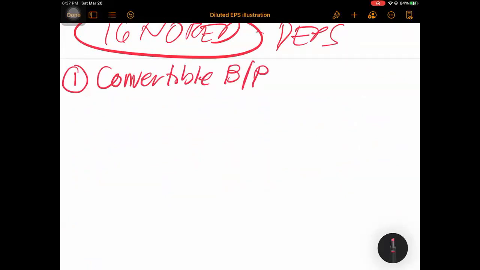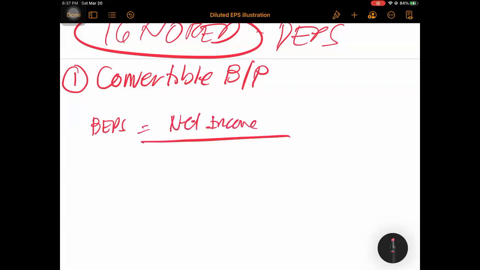Okay, the computation of diluted earnings per share assumes that the bond payable is converted into ordinary shares, di ba? As if approach. So accordingly, adjustments shall be made both to net income and to the number of ordinary shares outstanding. We have the formula in computing the basic earnings per share: net income divided by the outstanding ordinary shares, on average.